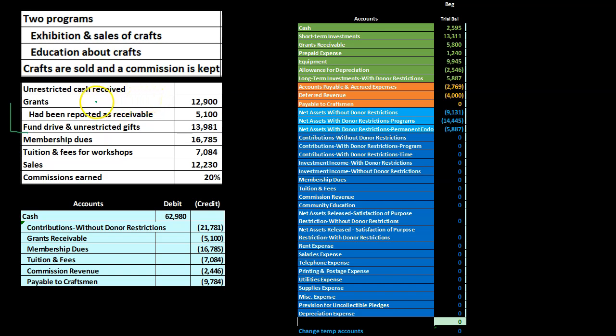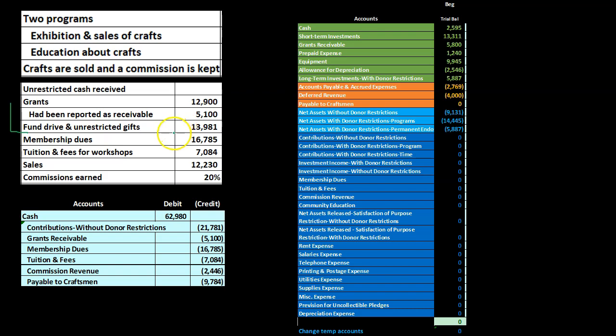Okay, so we have the unrestricted cash received. We have grants, so we have the grants of $12,900. We've received cash related to grants, some of which had been reported as receivable. Of the $12,900 that has been received, $5,100 has been reported as a receivable. Therefore, the difference between the $12,900 and the $5,100 was not reported as a receivable. We then are going to report that amount as income.